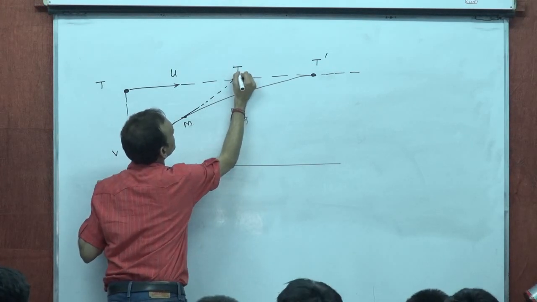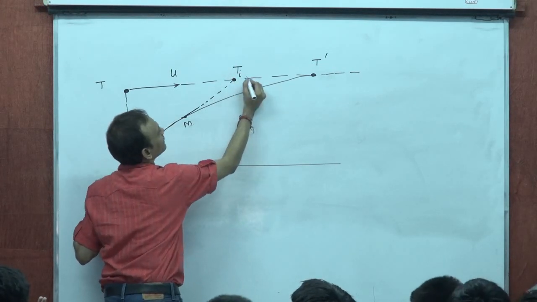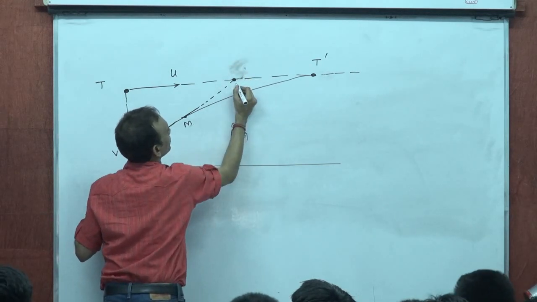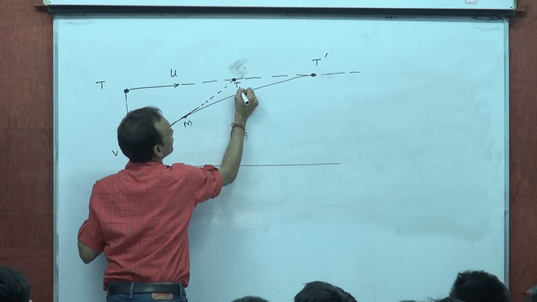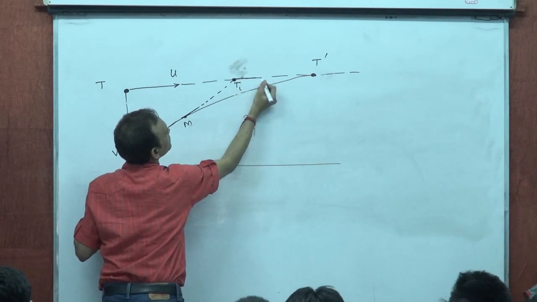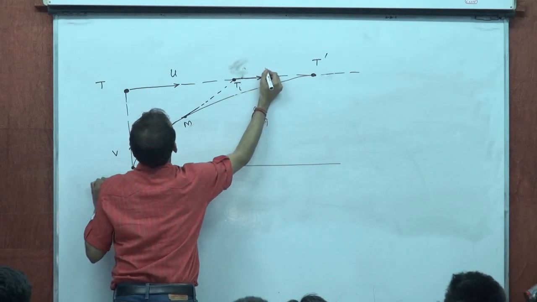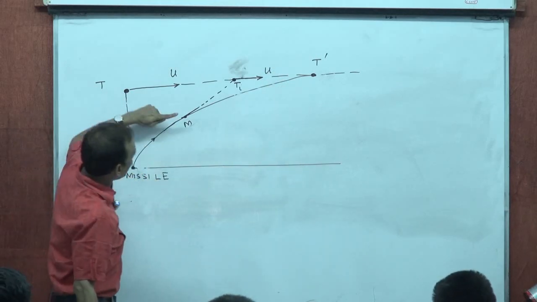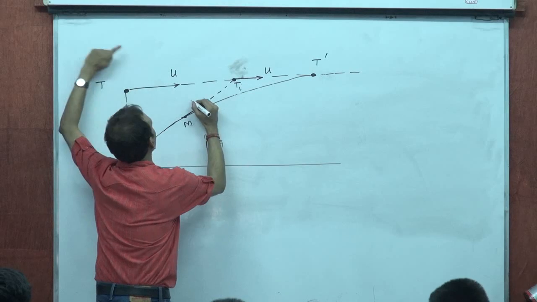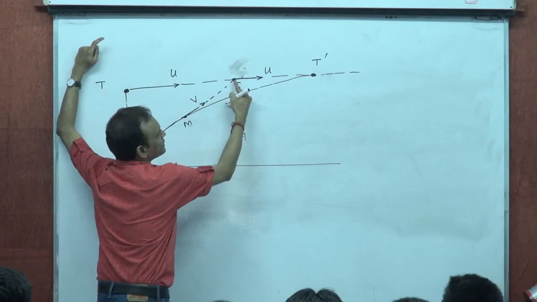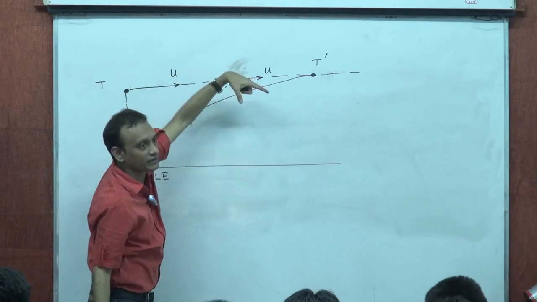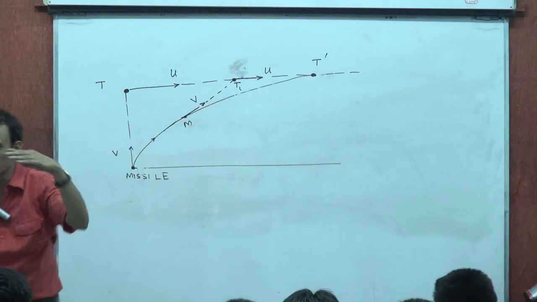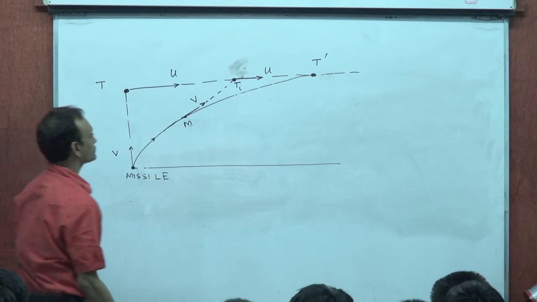Let's say this is an intermediate state of the target, Ti, and it's moving with a velocity u to the right. So at all times, the direction of motion of the missile is always headed towards the location of the target. That's why this complicated trajectory of the missile.